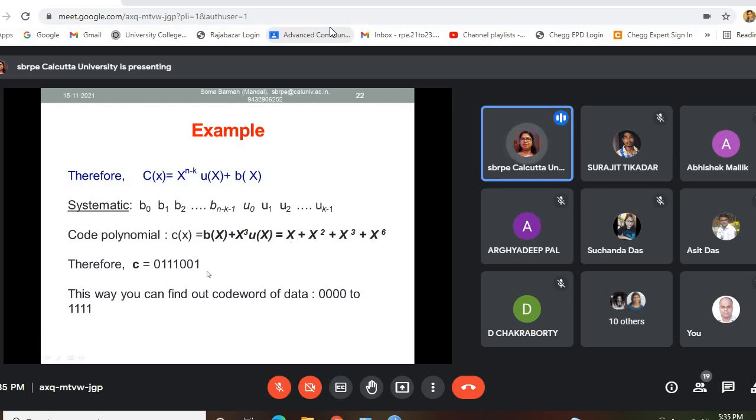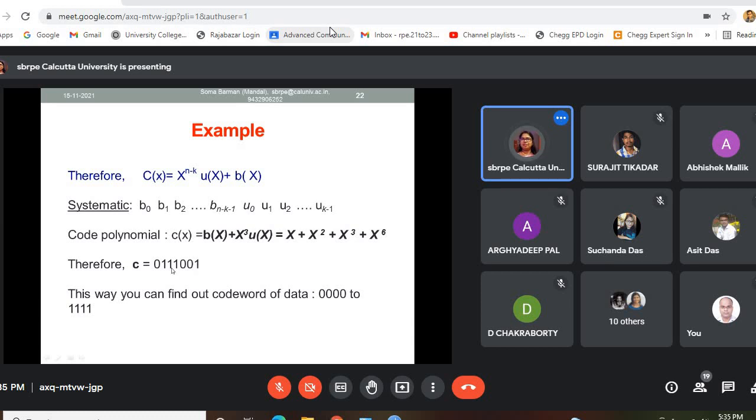If I write from left to right, what will be the code word? 0 into x to the power 0, that is 0. The next power is x, so the coefficient is 1. Next x square exists, so the coefficient is also 1. Next x cube exists, so the coefficient is 1. x4 does not exist, so the coefficient is 0. x5 does not exist, coefficient is 0. x6 exists, so it is 1. So 0 1 1 1 0 0 1 is your code word, with 0 1 1 as the parity bits and 1 0 0 1 as your message bits.